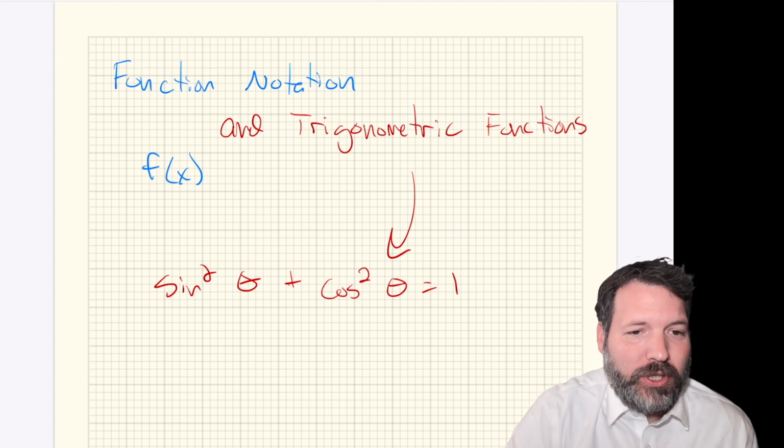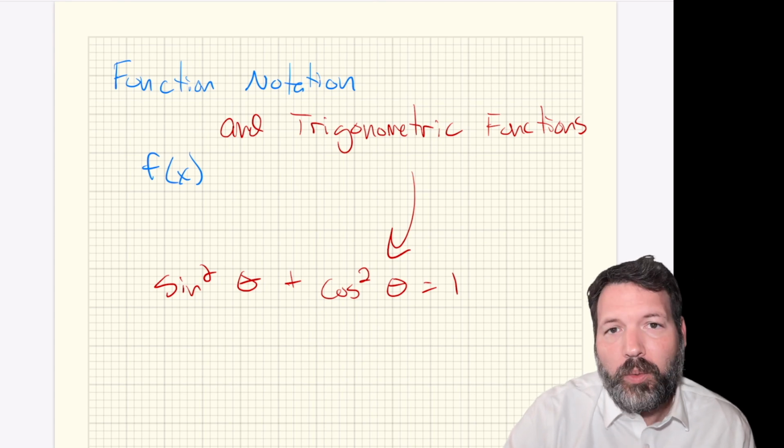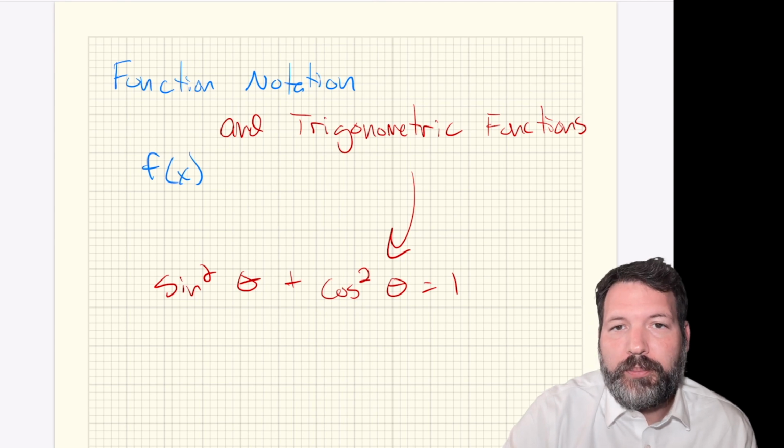Are we squaring just this symbol, cos? Are we multiplying by the theta? What's going on here? And it's a good question because it definitely looks weird at first, particularly if you're not familiar with the ins and outs of function notation.